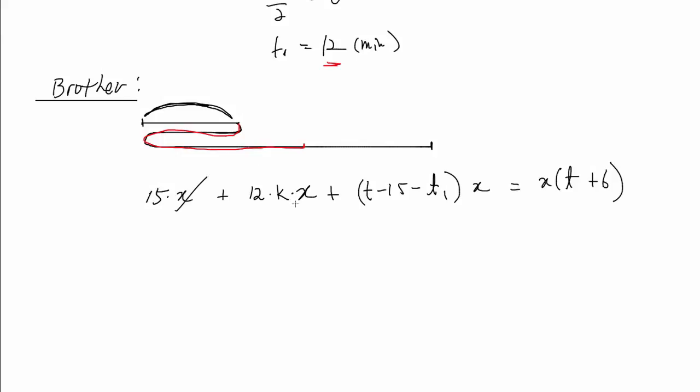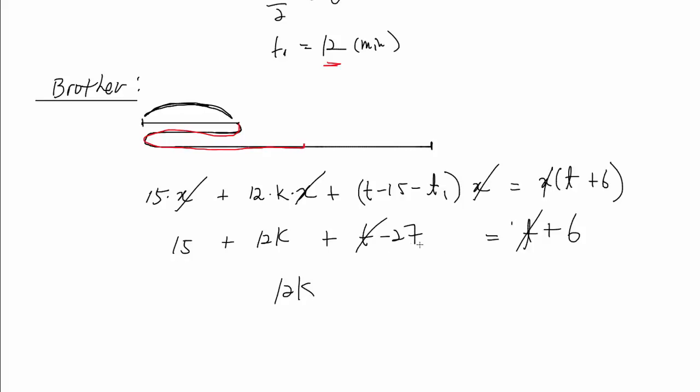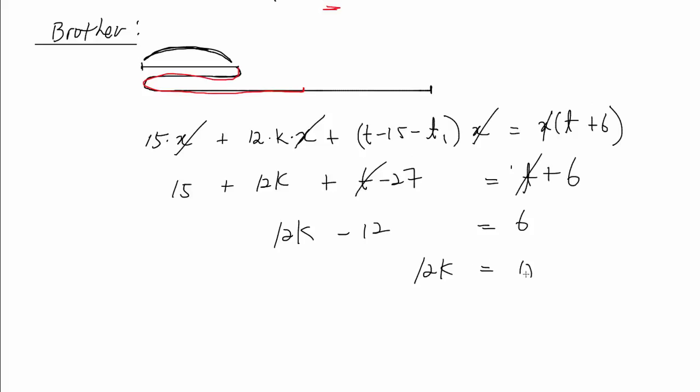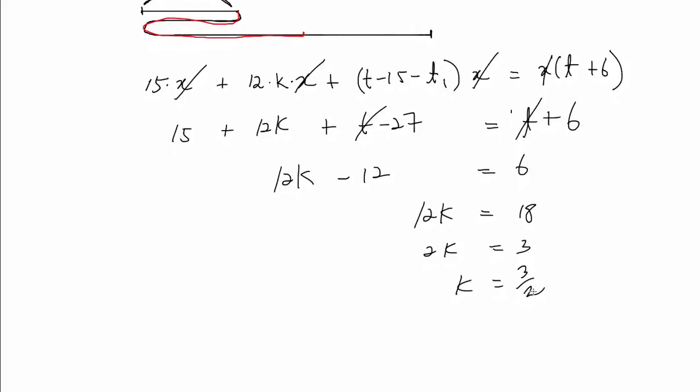Again, exactly the same. Let's get rid of all the x's. And we actually know this right here as well. So we get 15 plus 12k plus t minus 15 minus 12, that's minus 27, is equal to t plus 6. The t goes away. We have 12k, 15 minus 27, that's minus 12. So you get 12k is equal to 18. Divide both sides by 6, you get 2k is equal to 3. So k is 3 over 2. That's the multiple. This is 1.5 times.